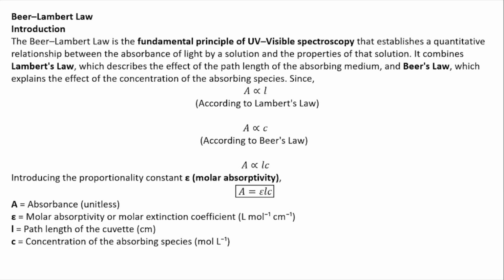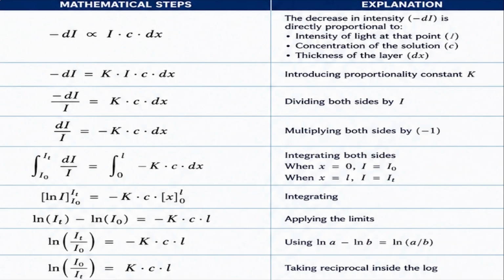So let's get started. On the left hand side you can see the mathematical steps, and on the right hand side you can see the explanation if you need. Let's start from the first step. Here you can see minus dI is directly proportional to I times c times dx. So what is this minus dI? The minus dI means the small decrease in the intensity.